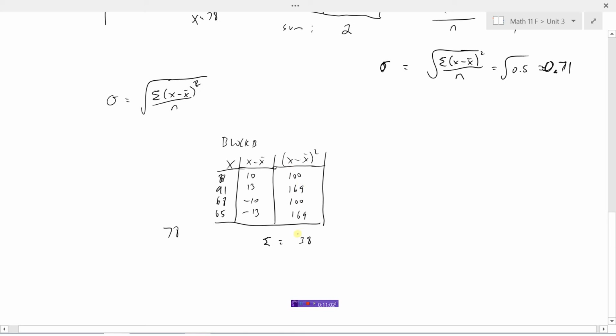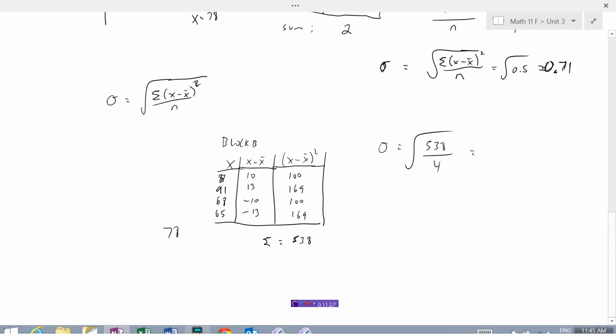1, 2, 3, 4, 5. 538. And now the next thing to do to finish with our formula here, so the square root of the sum we figured out was 538. The sum of these differences squared, divided by how many different points do we have here? We have 4 of them.